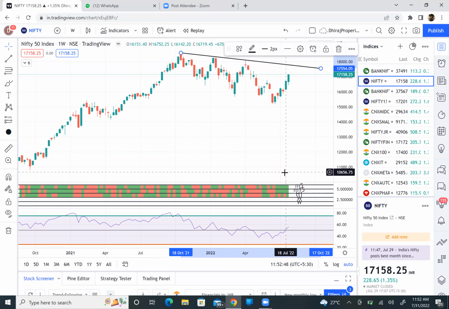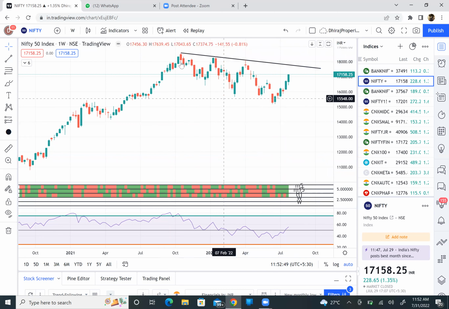Now you see this. I was able to connect this high, this high, this high here, correct? So I'm able to connect. Now, as long as this trend line is intact, on a weekly time frame, Nifty is still on a downtrend. Is that clear? Based on the trend line, Nifty is still on a downtrend.